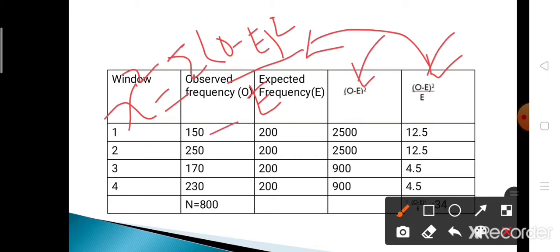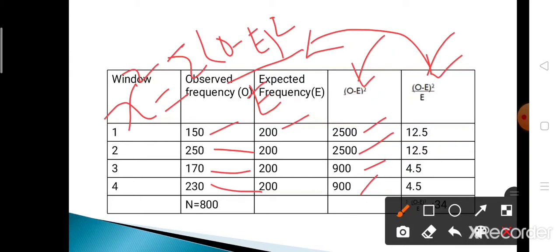So first the (O minus E) square column. The first value of O is 150 and E is 200. So 150 minus 200, that is minus 50, and its square is 2500. Then 250 minus 200, that is 50, and its square is 2500. Then 170 minus 200, that is minus 30, its square is 900. 230 minus 200, that is 30. 30 square, that is 900.